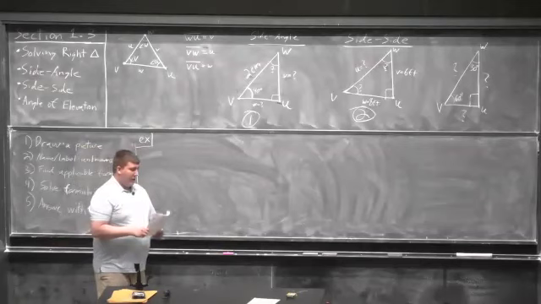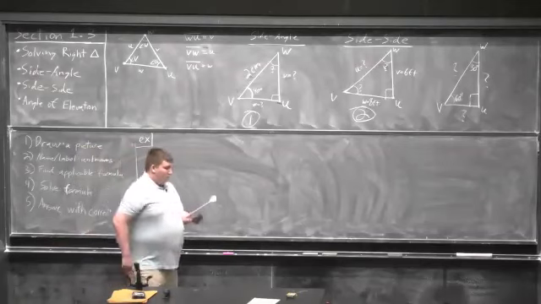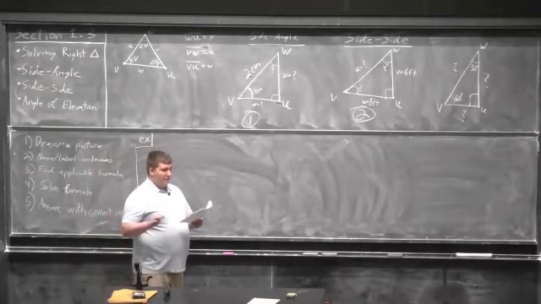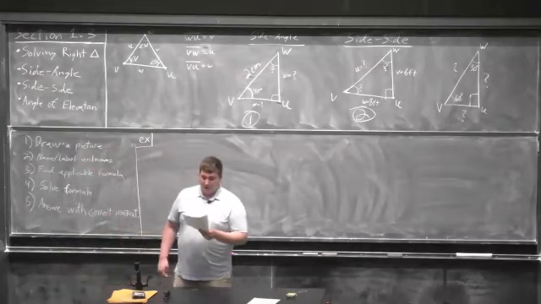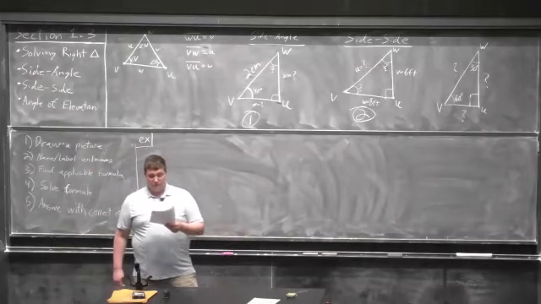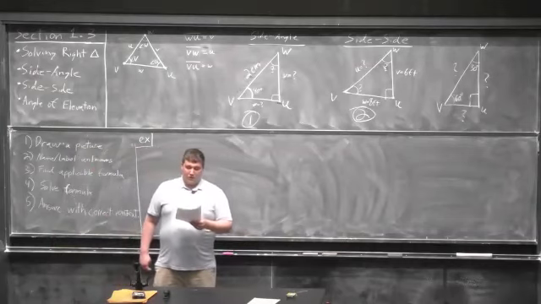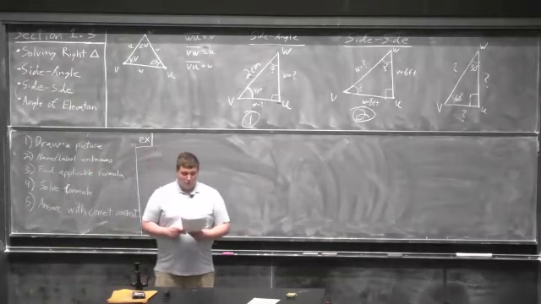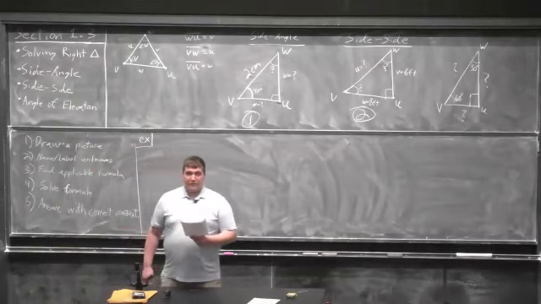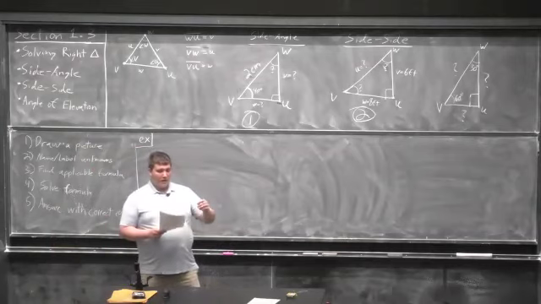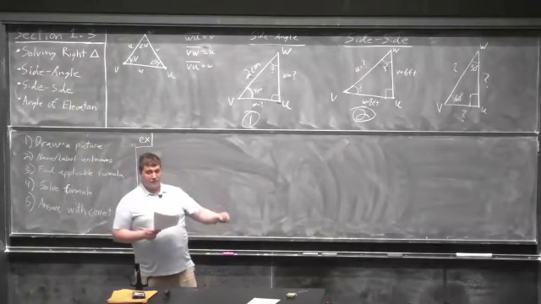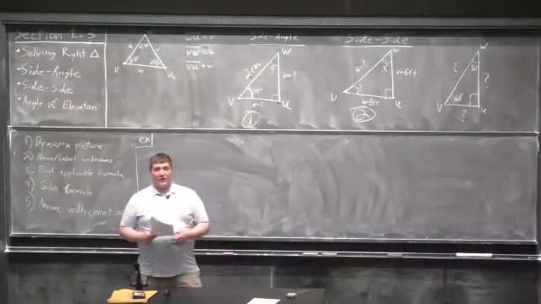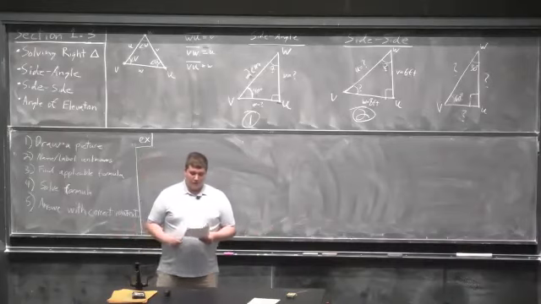Okay? So for this example, we have a tower, and we know that the angle from the top of the tower to the ground is 35 degrees. We also know that the tower is 100 feet. What is the length of the wire coming from the top of the tower to the ground? What is the length of that wire, and how far is the wire anchored to the ground from the tower?